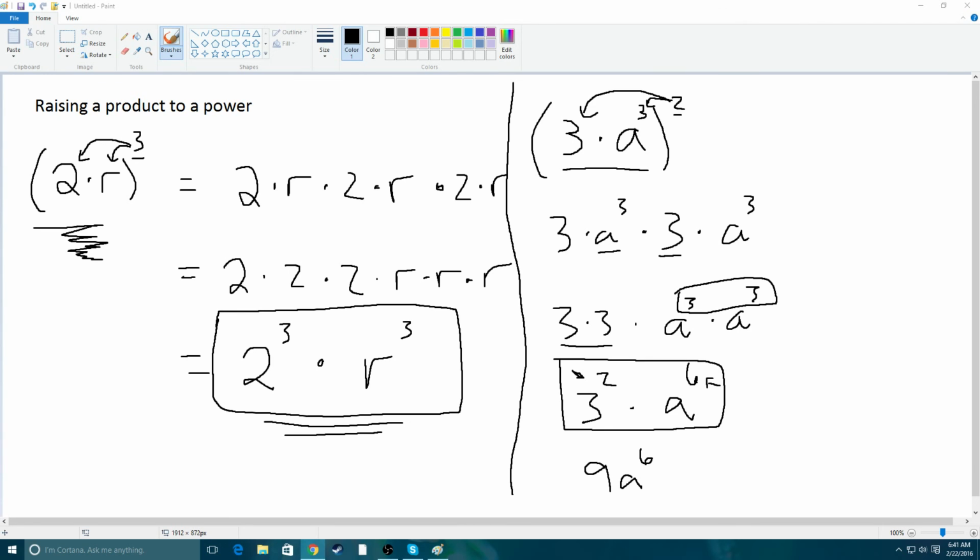Okay. We also have scientific notation we gotta talk about.